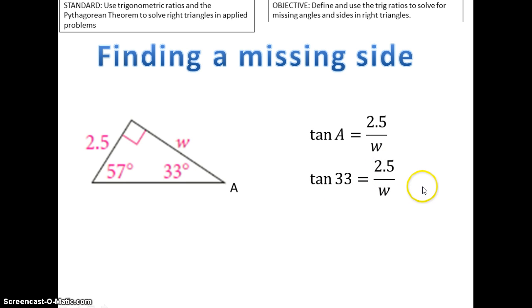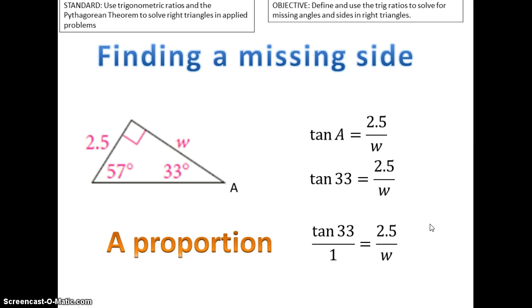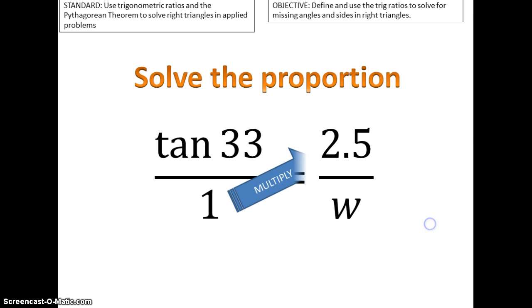Now you're probably saying that doesn't really help me any. I don't know what to do yet. Well, let's do it this way. If I make it the tangent of 33 over 1 equals 2.5 over W, suddenly I've got something that may be familiar to you. I've set up a proportion. And now I can solve that proportion, and I'm hoping that you remember how to do that. Remember, I'm going to multiply diagonally, and then I'm going to divide by the other number that's left over.